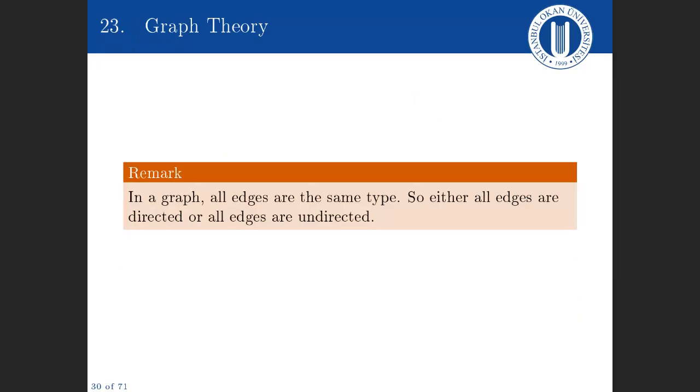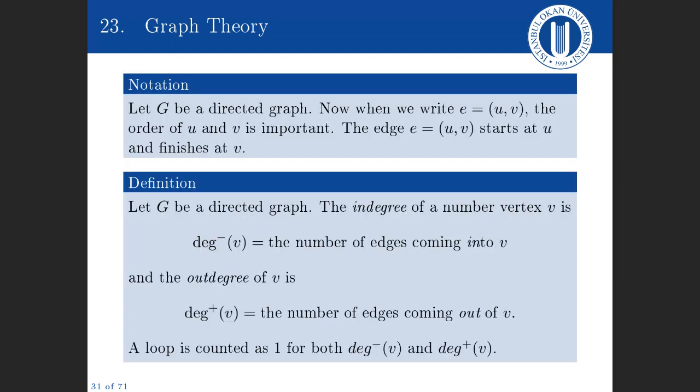Let me just remark that in a graph, all of the edges are the same type. So either all of the edges are directed or all of the edges are undirected. We don't mix them together. Let G be a directed graph. Now, when we write e is equal to (u, v), the order of u and v is important. This tells us that the edge starts at u and it finishes at v.